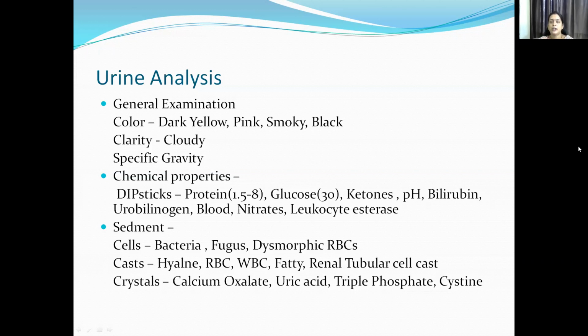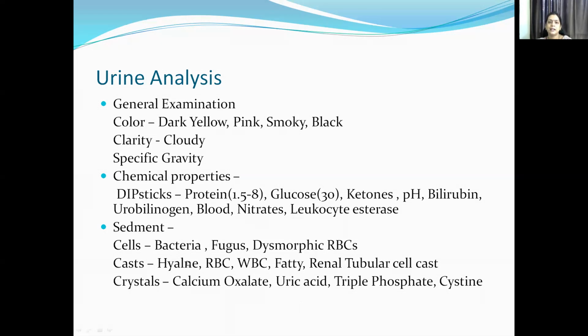Now coming to the sediment. Urine is collected in a container, then you centrifuge it. When you centrifuge it, all the cells get collected at one place. When you take those cells and look under the microscope, you can see bacteria, which are usually not present. If you see bacteria, you know that there is an infection, and you order a culture. You can see fungus. Dysmorphic RBCs indicate acute glomerulonephritis and hematuria.